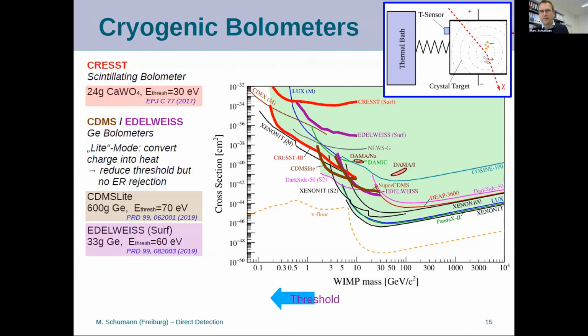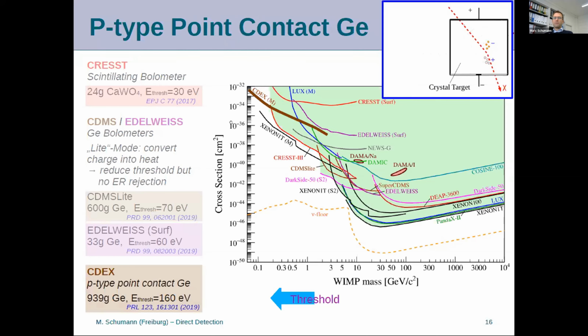If you look at the results, they are dominating the parameter space at low WIMP masses because for these detectors, it's very hard to get a high exposure, but they manage to go to really, really low thresholds, 30 electron volts, 70 electron volts, 60 electron volts. And that's why they are leading here at very low WIMP masses. If you look at this experiment, the CDEX experiment, this is a classical p-type point contact germanium detector, so operated at normal cryogenic temperatures, liquid nitrogen temperature.